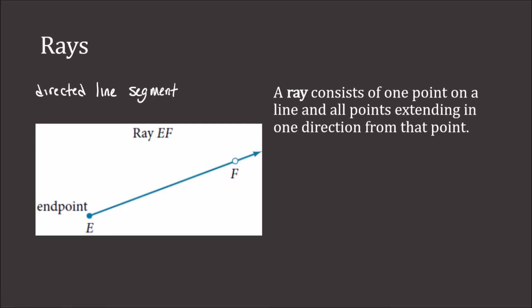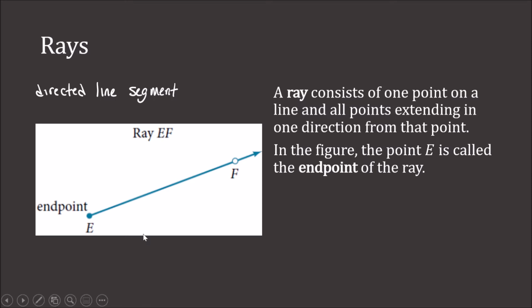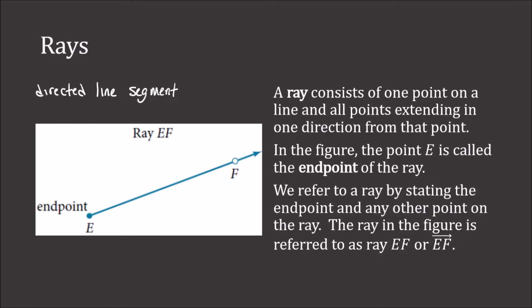Now, in this figure, we can see that E is the starting point, and we call this the end point of the ray. So we refer to a ray by stating end point and any other point on the ray. So from the figure, we would denote this as ray EF, or simply like this, EF with an arrow over it.